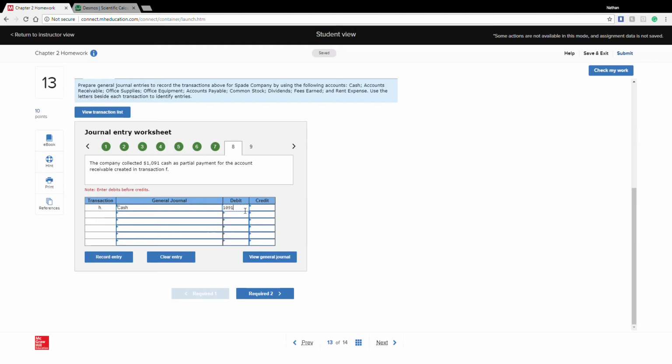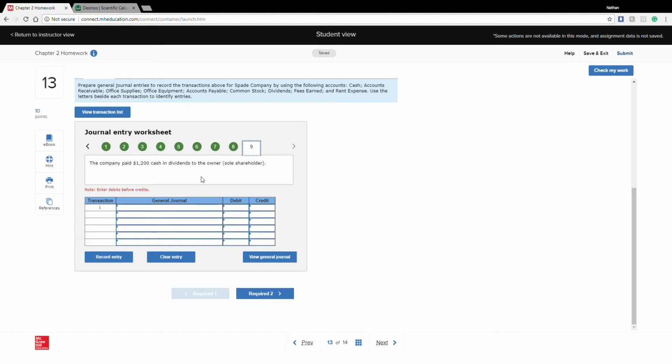The 1091 came from the customer, so accounts receivable must go down by 1091, or basically get credited. Okay? Because again, the customer paid their bill to us. So now we received money, we lower the amount that they owe us.